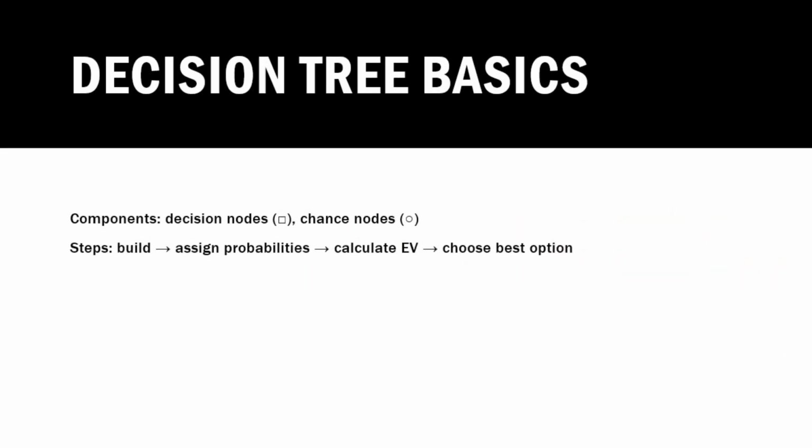Decision trees are diagrams that map out choices and outcomes. Squares represent decision nodes, circles represent chance nodes. The process is to build the tree, assign probabilities, calculate expected values, and then select the highest expected value option.